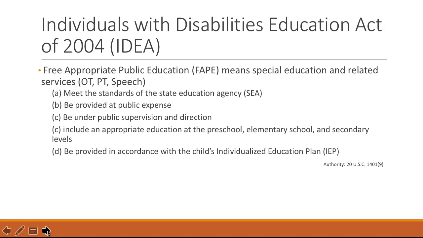A free and appropriate education means that special education and related services, including OT and PT, must do the following. First, the public education must meet the standards of the state education agency. It needs to be provided at the public's expense. It must be under public supervision and direction. It must include an appropriate education at the preschool, elementary school, and secondary levels, and it must be provided in accordance with the child's individualized education plan.